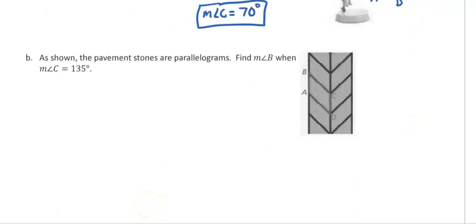All right, over here on example B, it shows this parallelogram right here. And it says it is a parallelogram, so that's how you know. Find angle B when angle C is 135 degrees. So that angle in there is 135. So if I want B, keep in mind, B and C are not opposite, so they're not congruent. They are consecutive interior, which means they are supplementary.